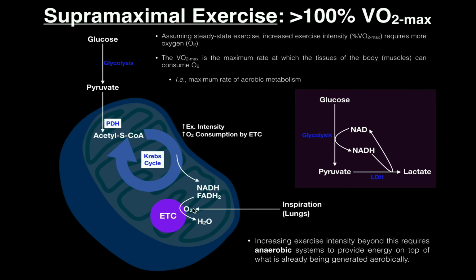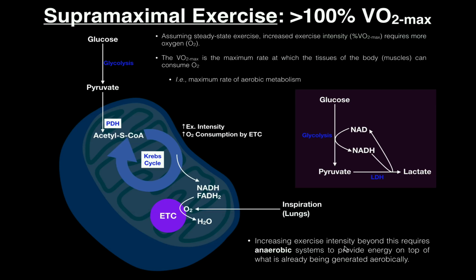Now, what happens if you start exercising at a rate higher than VO2 max? Well, what is VO2 max? It's the maximum rate that you can consume this oxygen. So you can't consume it any faster than that. So how can you exercise beyond VO2 max? Well, logically, there would have to be another system that's providing energy on top of the aerobic system, which you've already maxed out, right? And so that system is an anaerobic system. And this is probably the most important anaerobic system right here.